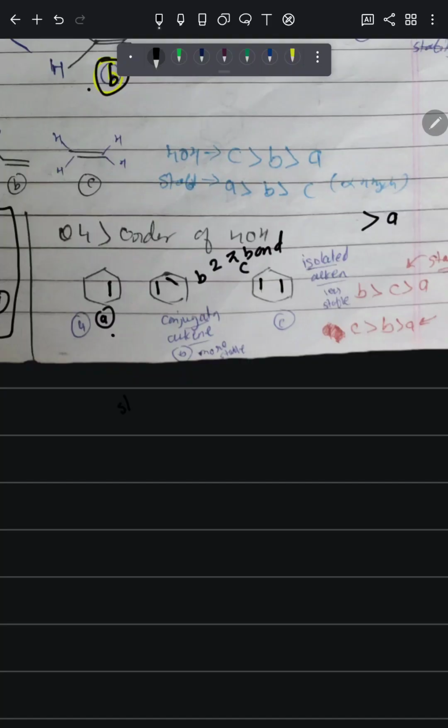pi bonds. So we go and check their stability. We know that molecule B, due to its conjugated alkene, is most likely to be more stable as compared to C. So we know that stability is inversely proportional to the heat of hydrogenation. So C has more HOH than B. So this will be the final order of HOH.